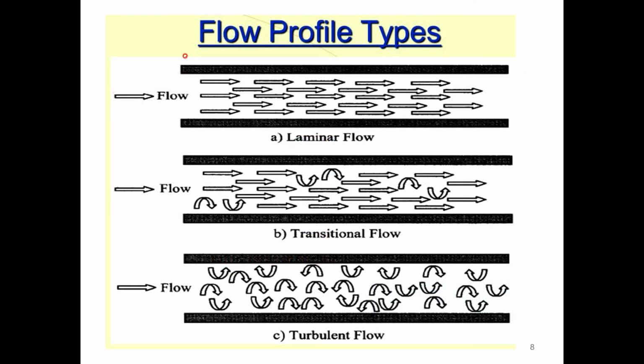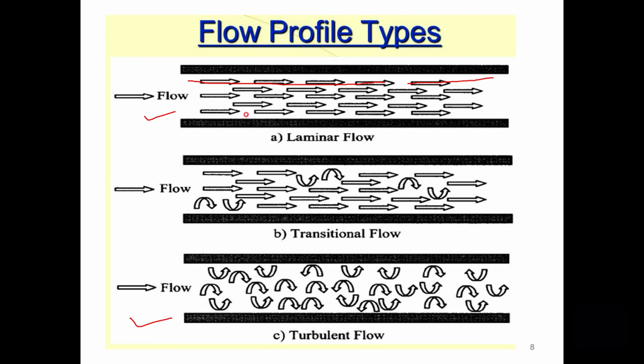Again, one more type of flow profile. Here both are there. This is laminar and this one is turbulent. So laminar, just look at this laminar. All the fluid layers are moving in a well-defined path. They all are moving in their own path. They are not even mixing with each other. This type of flow we call a laminar flow.